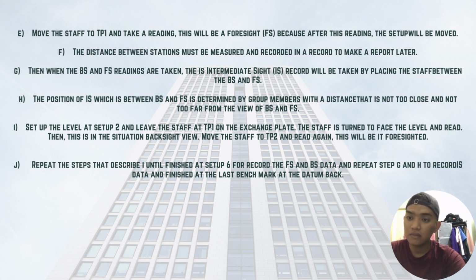Next, set up the level at setup 2 and leave the staff at TP1 on the change plate. The staff is turned to face the level and read. Then it is in the situation of backsight view. Move the staff to TP2 and read again. This will be foresight.